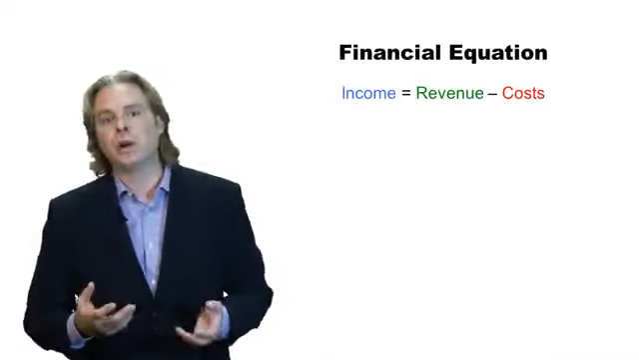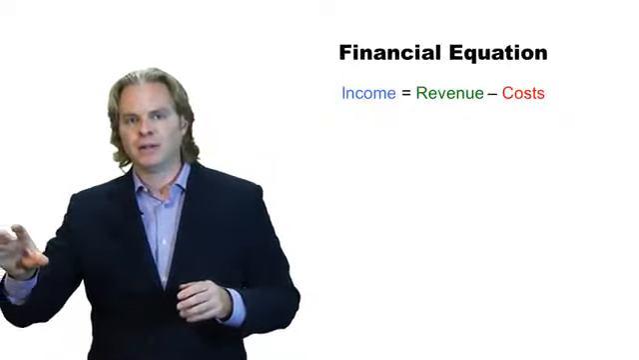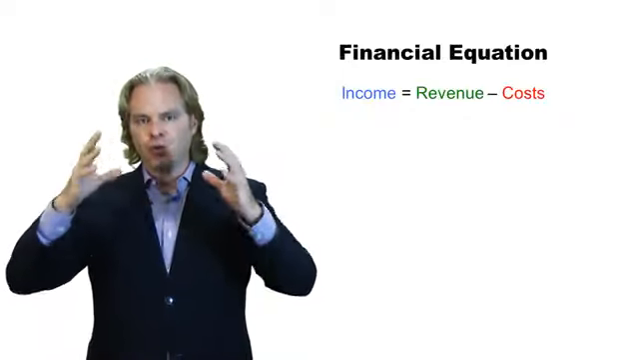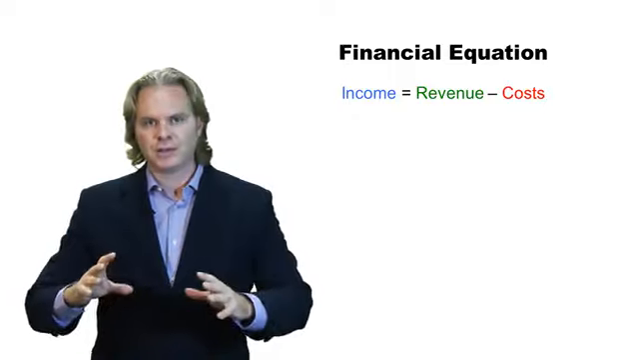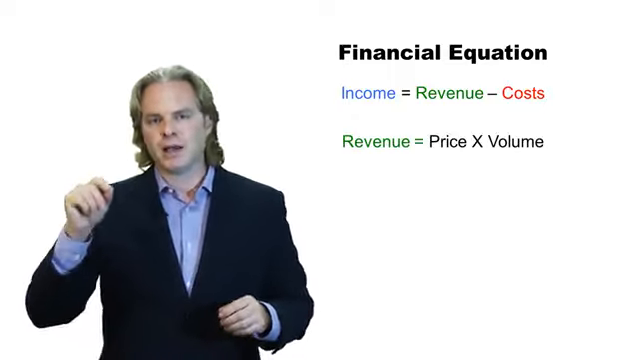So putting together the financial statements, what are you going to need? Okay, we got to go back to the financial equation. The financial equation basically says income equals revenue minus cost. So this is what you're going to need. You're going to need your revenues and you're going to need your costs. There's an equation for revenues. Revenues equals price times volume.